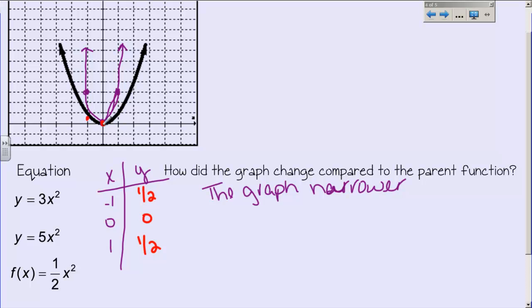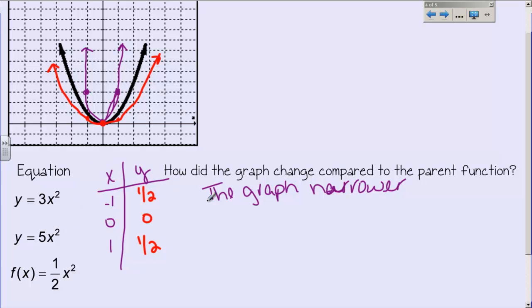The vertex is still at 0. And then I have 1 and 1/2, which is right here. And so if I connect these points, you can see, again, it didn't move up or down. It stayed in the same place. My vertex is still at the origin. The y-axis is still my axis of symmetry. But now instead of my graph being the same width as the parent function, it has gotten wider.